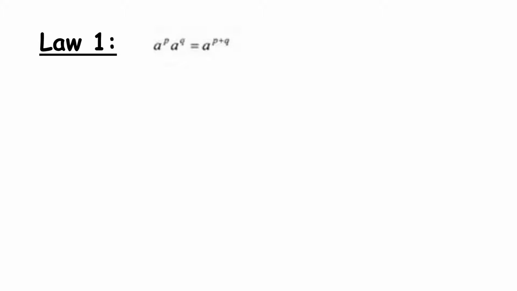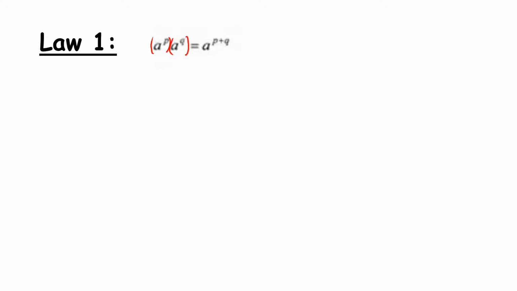So law 1: a to the power of p multiplied by a to the power of q is equal to a to the power of p plus q. Some things to note here. Although it's not written, the fact that these two terms are written side by side means there is an implied multiplication here.